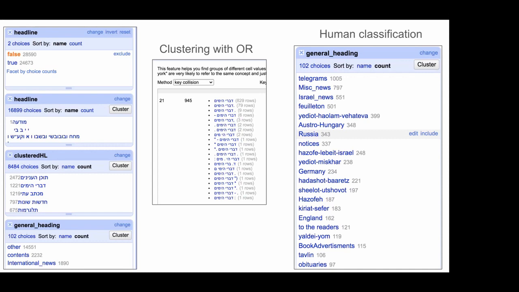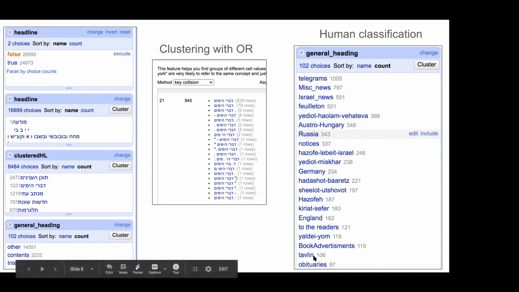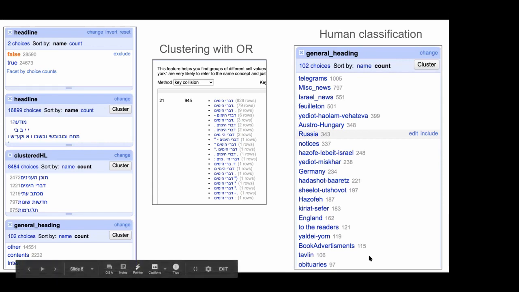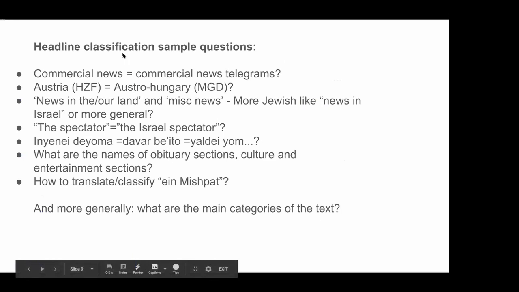The same with the feuilleton, as you can see here, the feuilleton here, and tavlin, which literally means spice, and this is the feuilleton part of a specific newspaper. So I would like to cluster them together if I know that this is indeed the same category. But of course, I don't always know, and there's cases where I simply don't know, and there's cases where it's a question that is more than just knowing. For example, there's Austro-Hungary. So let's say some of these questions that come up.